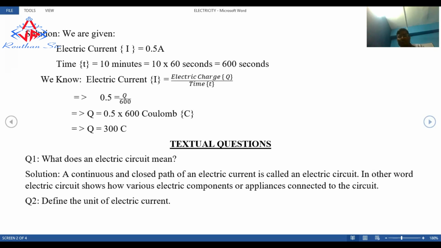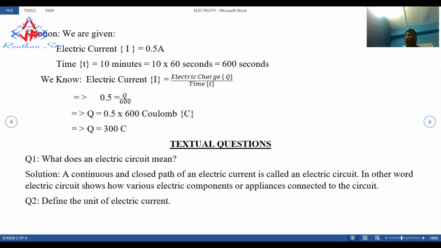Now we have moved to some textual questions of this very topic. Now, the very first question that is given in your book is, what does an electric circuit mean? When we talk about the electric circuit, it means a continuous closed path of an electric current is called an electric circuit. In other words, the electric circuit shows how the various electric components or appliances are connected in a circuit.